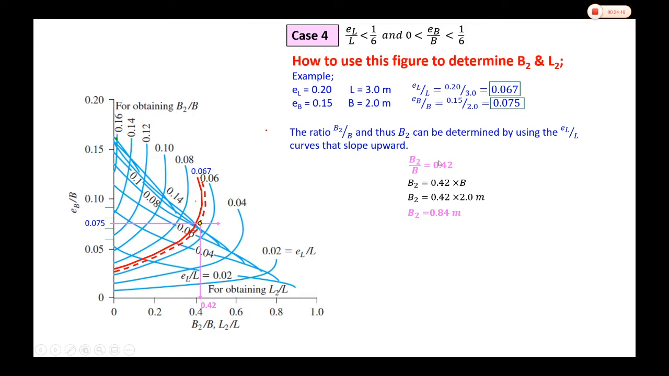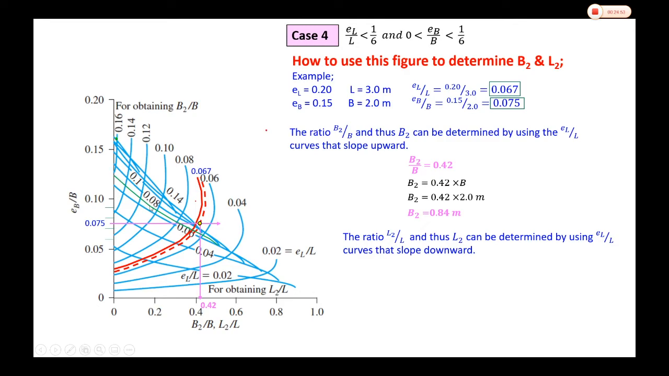Now, we want to determine the L2. For the L2 over L ratio, and to get the L2, we need to refer to the slope downward of EL over L curves. As you can see here, there are a few lines that indicate the slope downward, so you will refer to that one. Now we need to identify the EL over L of 0.067. Refer to the downward slope. We have 0.06 and we have 0.08, the curves that slope downward.